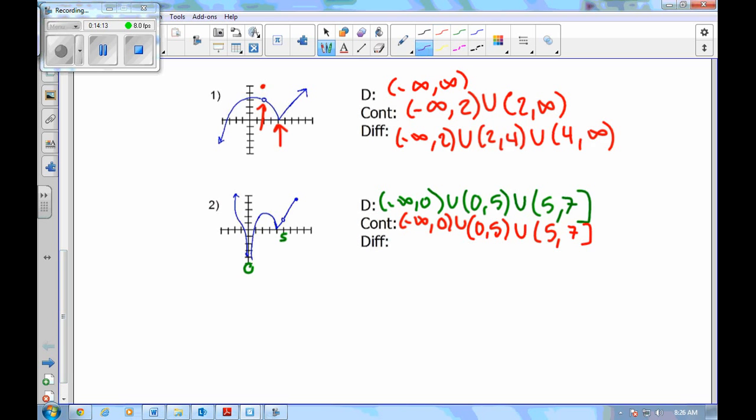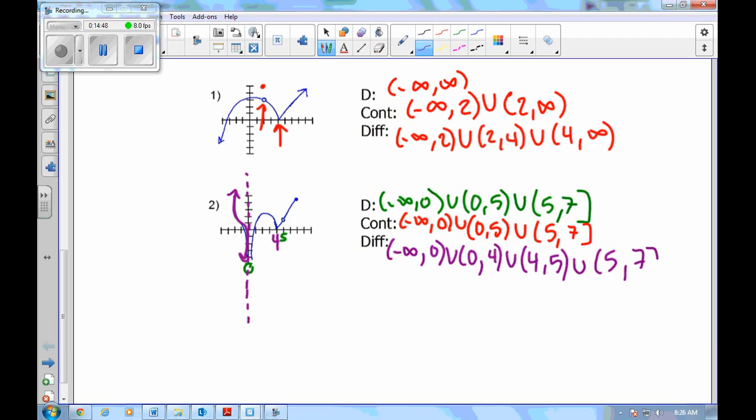And then the interval where it's differentiable. Are we differentiable at 0? No. Where else is it not differentiable? At 4, because we have a corner, or actually more of a cusp from the left because it's curved. And then it's not differentiable at 5. So it's almost the same except for in the middle. We have 0 to 4, union 4 to 5, union 5 to 7 with a bracket. We just have that extra 4 to 5. Okay, flip it over.